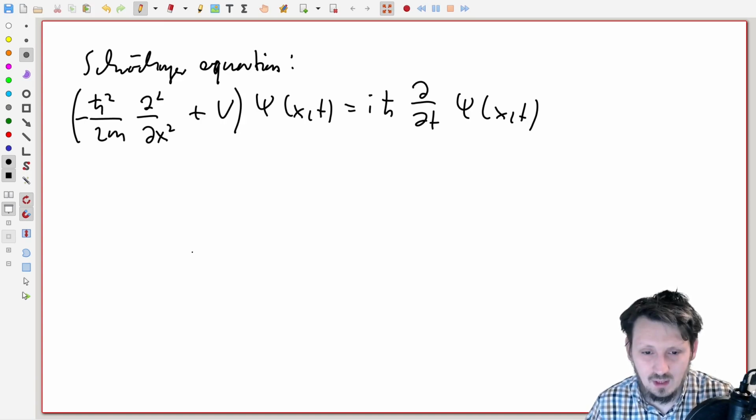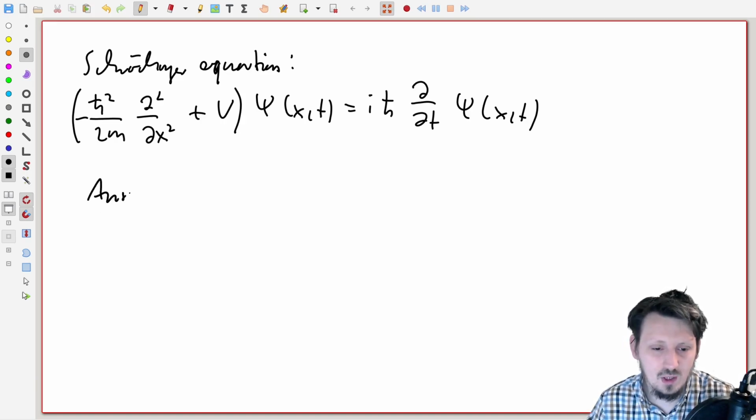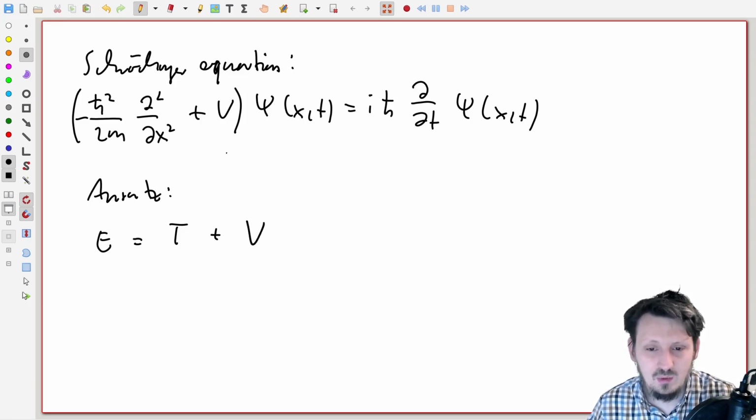Okay, now let me give you some ideas how to derive that. The first thing we will use for that is one of the most fundamental laws in physics, the so-called energy conservation. This is also our Ansatz. So we write E, the total energy of the particle, is equal to the sum of the kinetic energy T and the potential V.